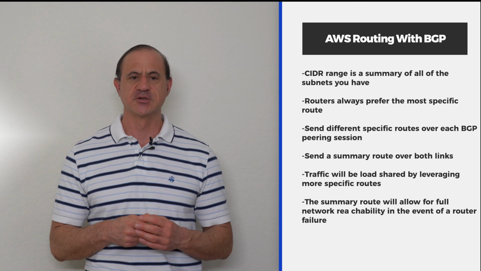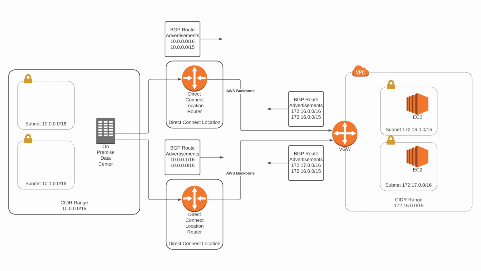So what you'll do is on your two links, let's say we start with the top link. On the top link, you will advertise some specific subnets over that BGP peering session. And on the bottom link, you'll advertise some other specific subnets. So what you can see is by doing it this way, each BGP peering session will have some more specific routes to certain subnets. So what will happen is the traffic will traverse to the more specific routes from the on-premises environment to your VPC.